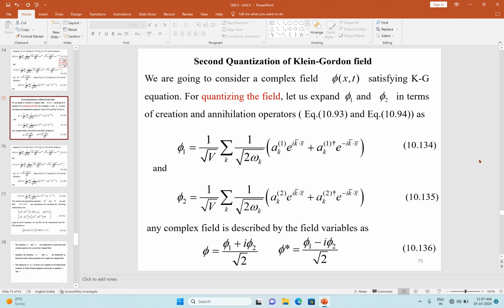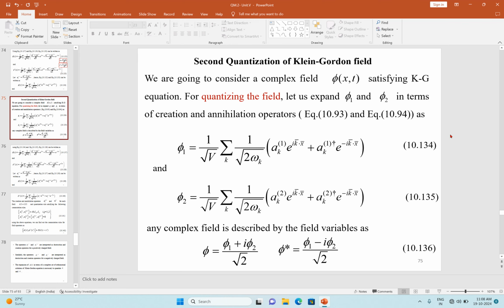So we are going to consider a complex field phi, which depends on x comma t, and satisfies the Klein-Gordon equation. For quantizing the field, let us expand phi 1 and phi 2. So phi 1 and phi 2 stand for the field functions for the first particle and second particle in terms of creation and annihilation operators.